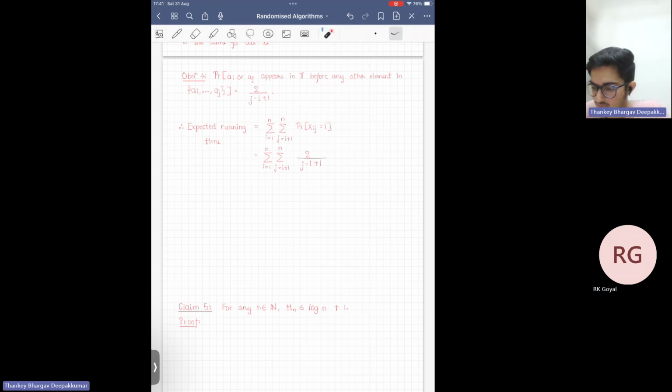Okay. So this probability is fine, right? Yes. So then we saw that expected running time is the sum, and this probability is exactly this, right? Okay. So now we need to simplify this.